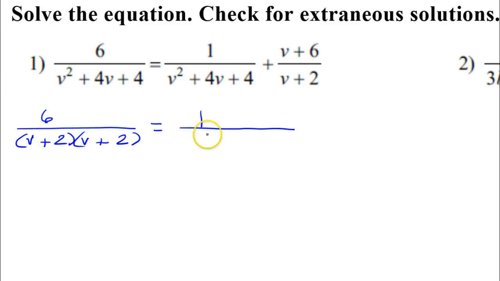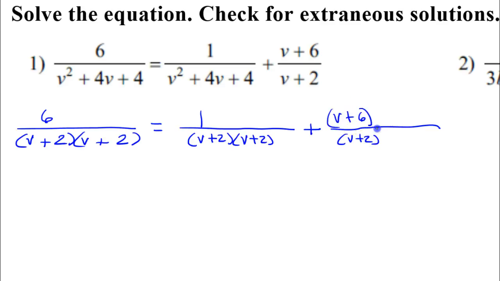This is identical to this, so it must be v plus 2 again. Meanwhile, over here, I've got a single v plus 2. But what it is lacking is a second v plus 2 like everybody else has. So I'm going to put another factor of v plus 2 in the denominator, which I can do as long as I do the same thing to the numerator. Now all the denominators match.